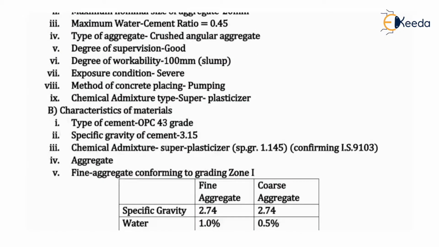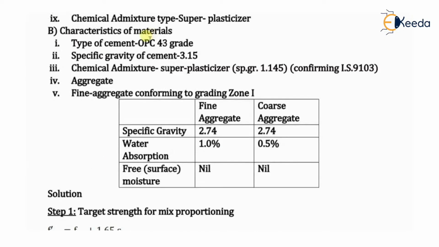Then characteristics of materials are also given. Type of cement is OPC 43 grade. Specific gravity of cement is 3.15. Chemical admixture, super plasticizer, whose specific gravity is given as 1.145, conforming to IS 9103. Fine aggregate is conforming to grading zone 1. Remember, this zone 1 is given, we have to use this data while solving the numerical.